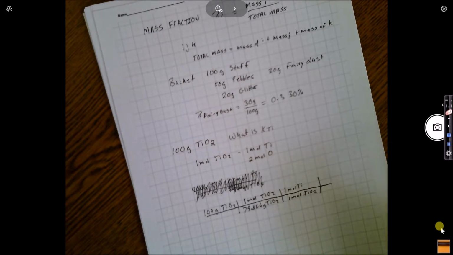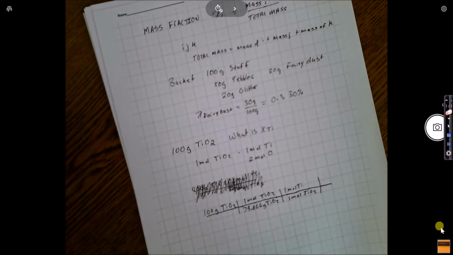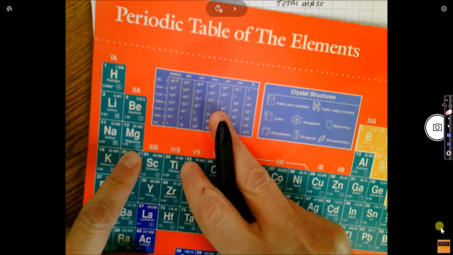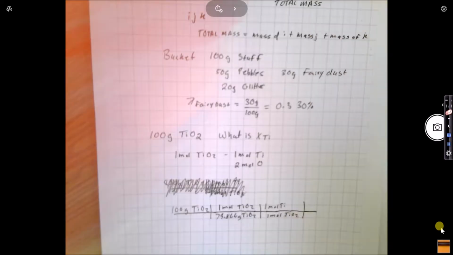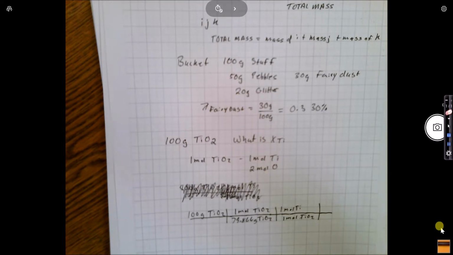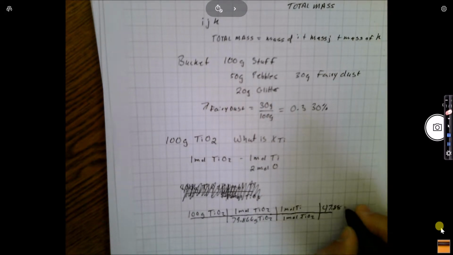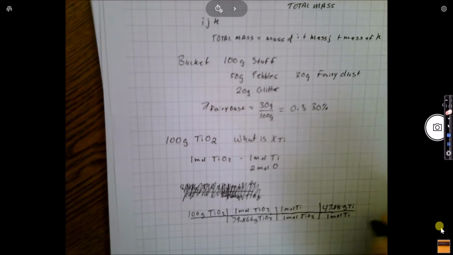So where are you, periodic table? Here you are. Periodic table, titanium, Ti. Made a little mistake there. Hit my camera. And again, my camera's not the best. But here we're looking at titanium, Ti. It has an atomic weight of 47.88. So we know there are 47.88 grams of titanium in 1 mole of titanium.